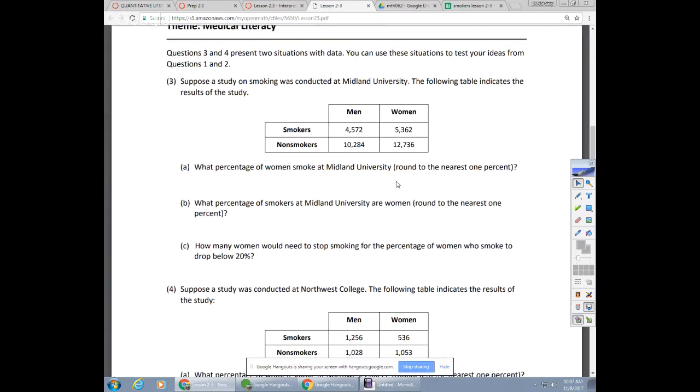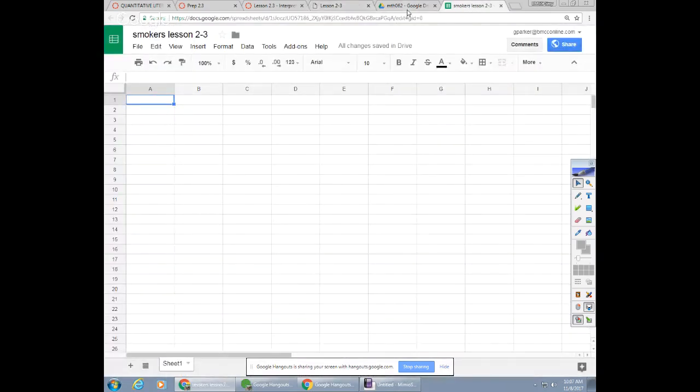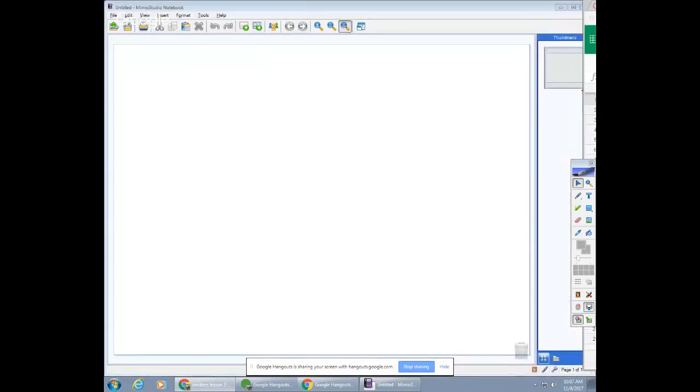Now, to answer the questions on the second page to help check our work on the first page, we have to calculate totals for smokers, non-smokers, men, and women. Okay. So if you haven't already done that, let's do it now. So I'm going to whip those numbers into my spreadsheet here. Give me a second to retype them.